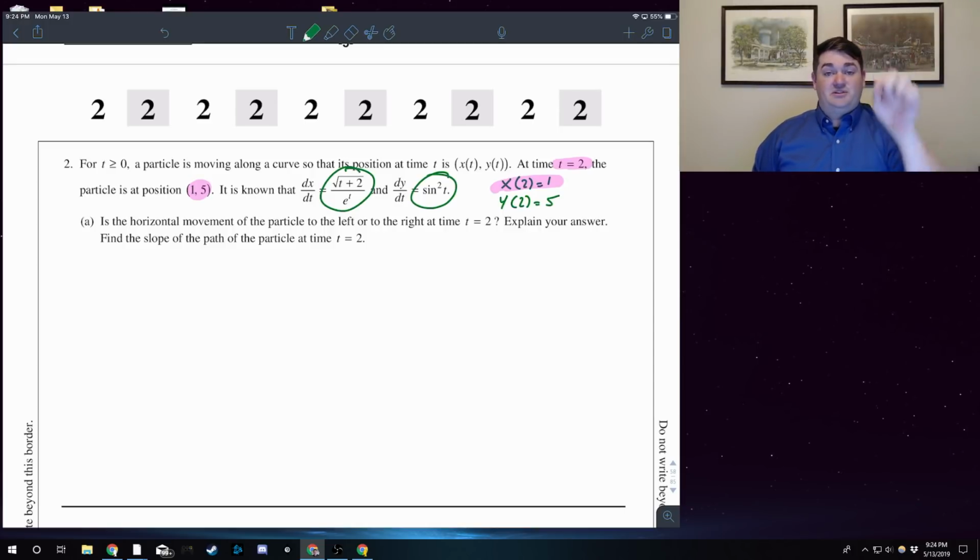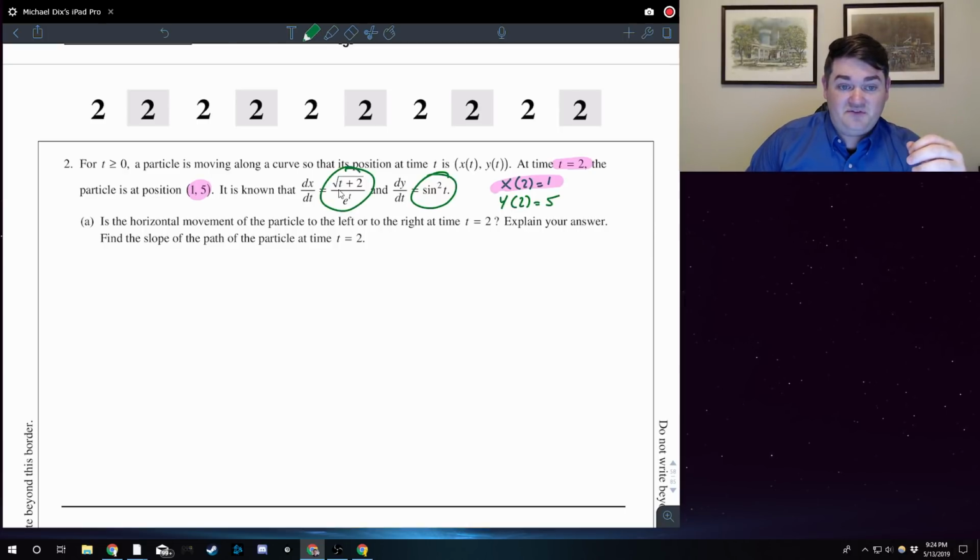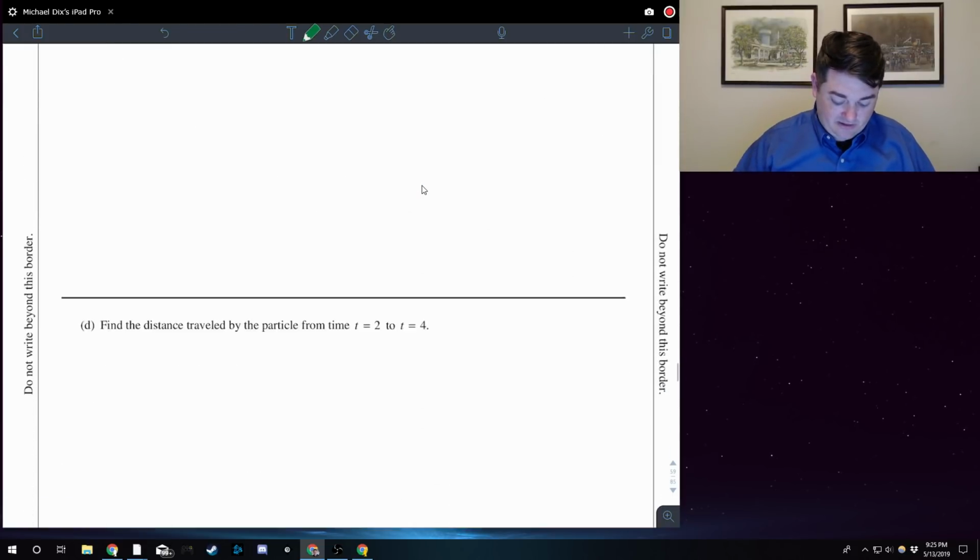Again, this is number 2. This is with a calculator. So your calculator is going to do the integration for you. Your calculator is going to take the derivative of dx/dt and dy/dt and plug in 4 for you. Don't do anything by hand that the calculator can do for you. You want to save that time for later.